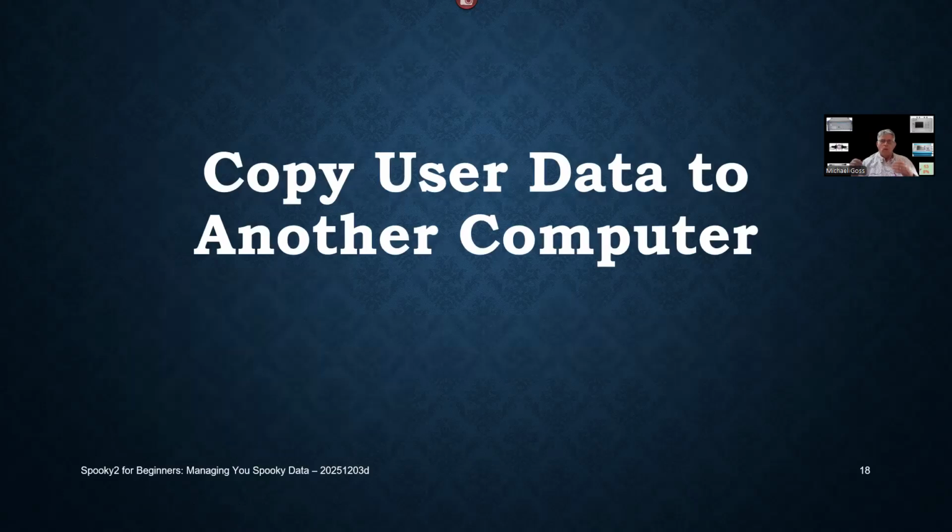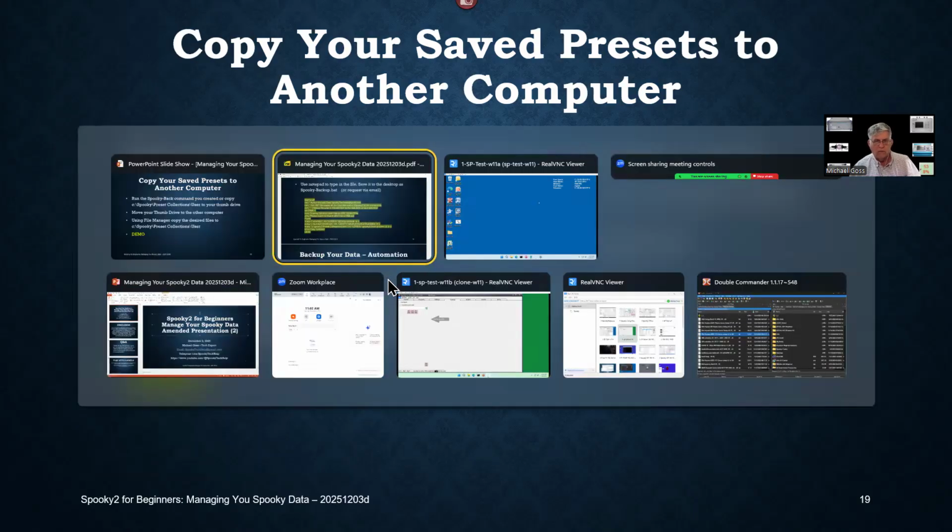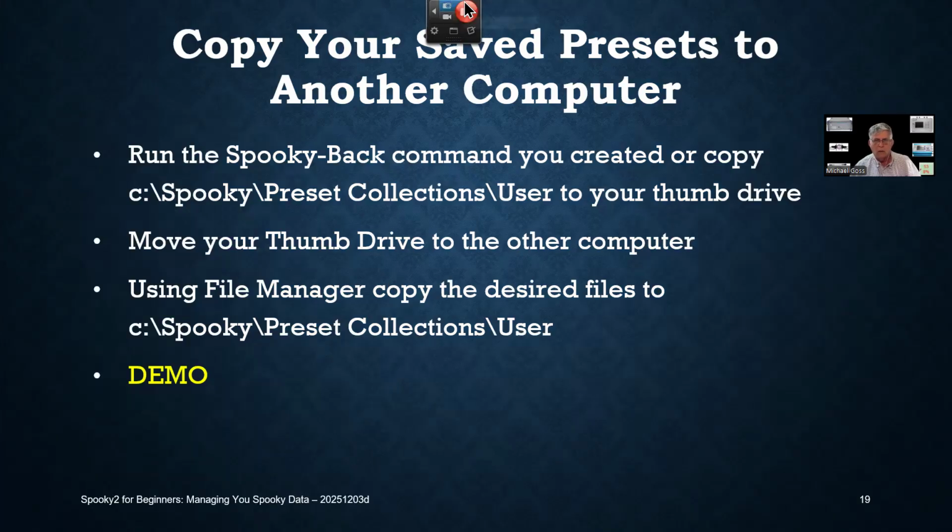Now, what if you just want user data on another computer? That's certainly a possibility. And that's when you're trying to sync multiple computers. All right, well, first thing you do, I would recommend the Spooky backup command, which we already did. Then we need to move the thumb drive to the other computer. And then we're going to use File Manager to copy it. And I'm going to demonstrate that right now. Here, again, I have a lot of test systems. That's how I'm doing this. Remove devices, disconnect this from the first computer. Then we'll go over to the second computer. And we're going to add it in here.